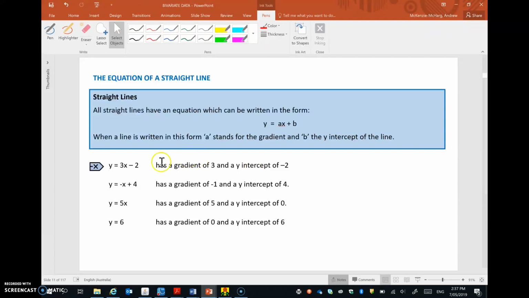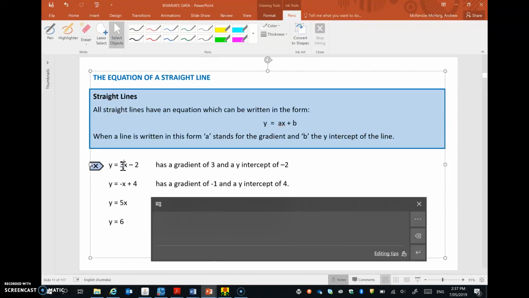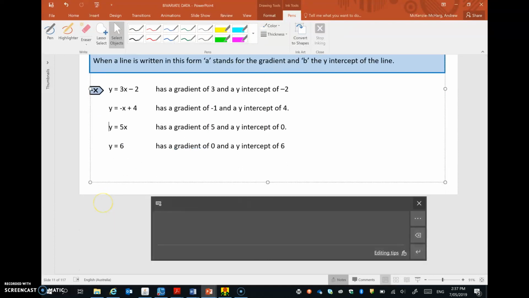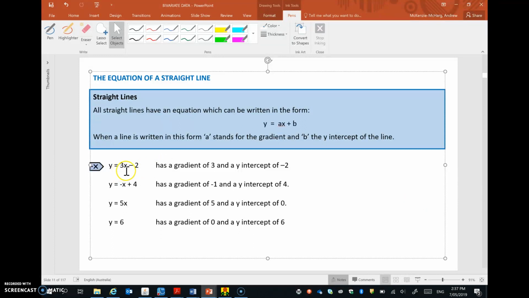Now you can see some examples down here which clearly show that the number in front of x is the gradient, so in this case 3 being the number in front of x is our gradient, and the number that's on its own is the y-intercept, so in this case -2. Of course this only works when we have standard form, which is where y is the subject on its own, and then that's equal to some number times x plus or minus some number.